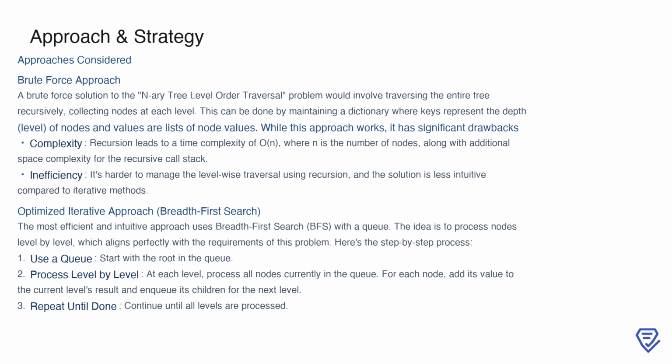Therefore, we turn to an optimized iterative approach based on breadth-first search, or BFS. BFS uses a queue to process nodes level by level, which aligns perfectly with the problem's requirements. Starting with the root in the queue, we process all nodes at the current level, adding their values to the result for that level and enqueuing their children for subsequent levels. This continues until all nodes are processed efficiently and systematically.